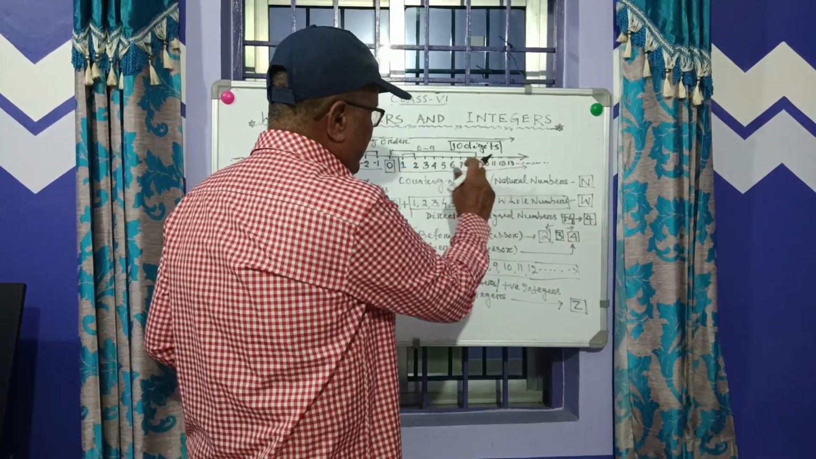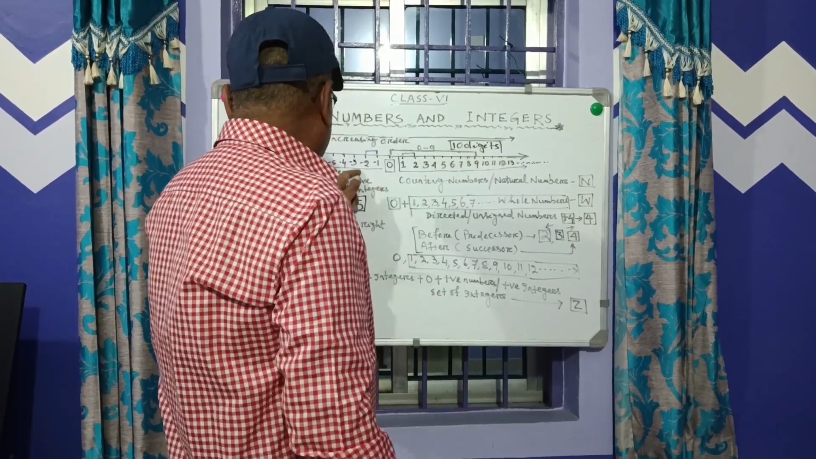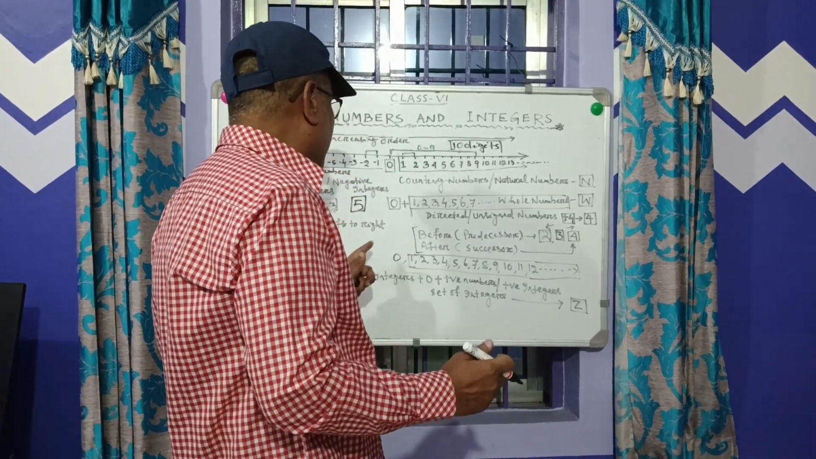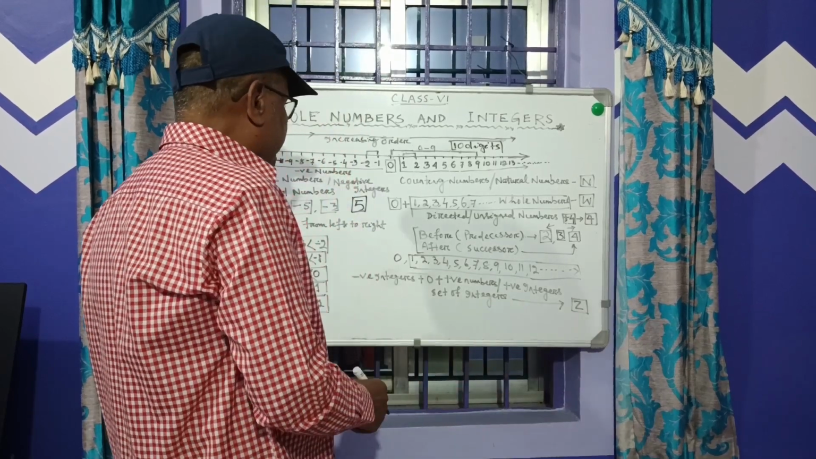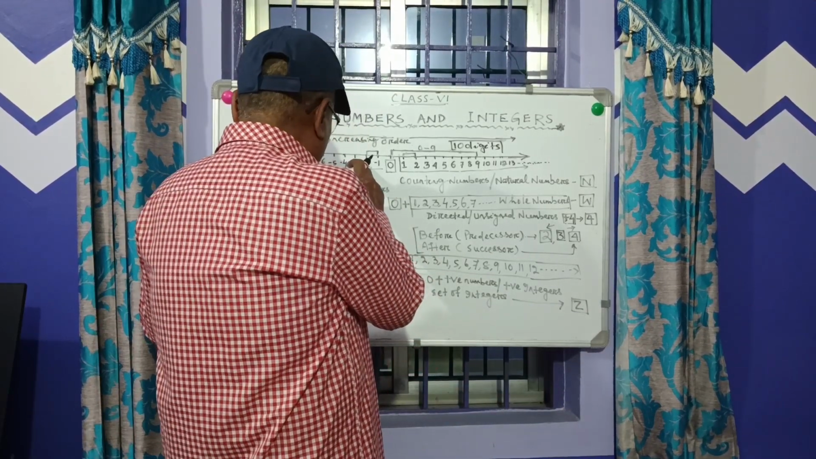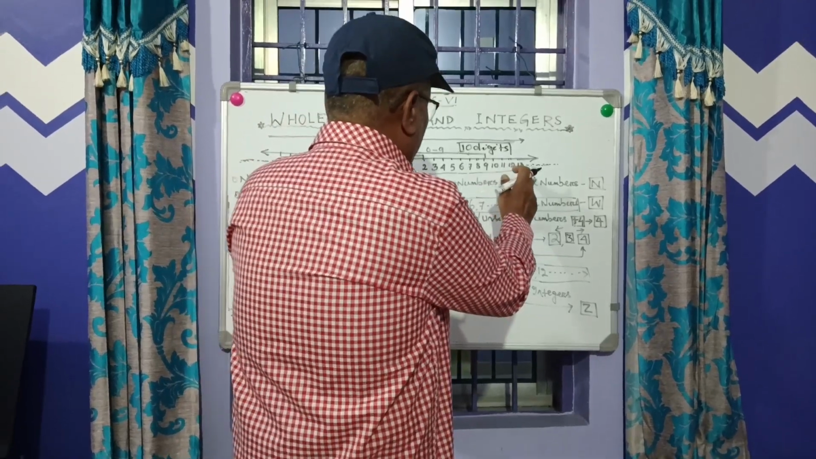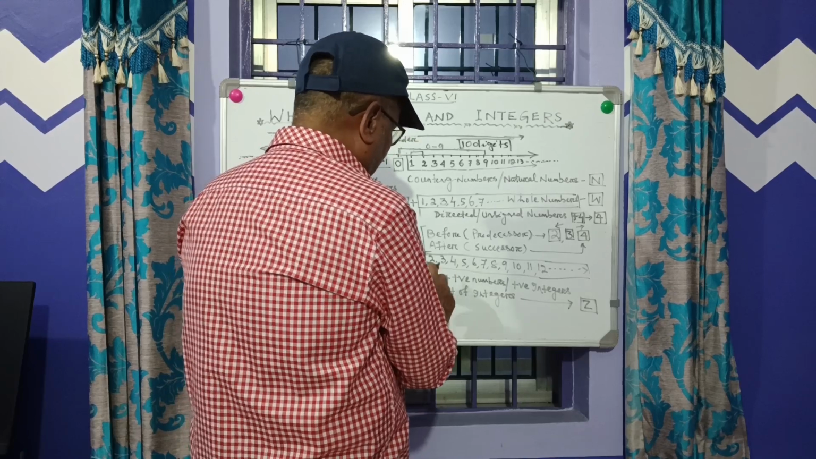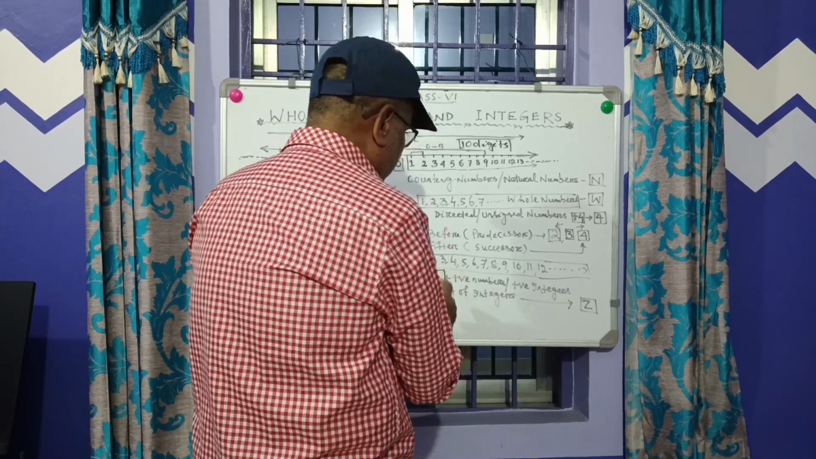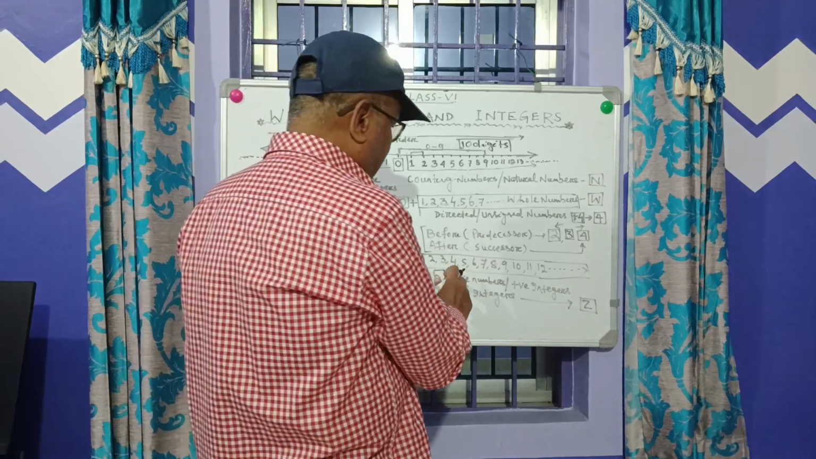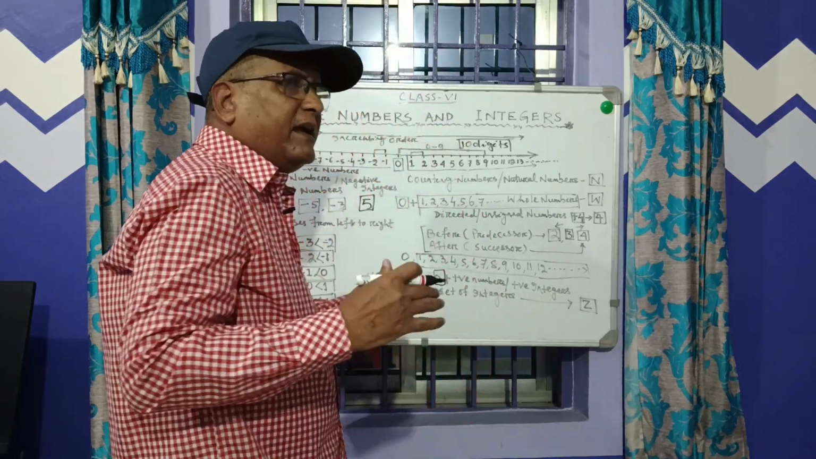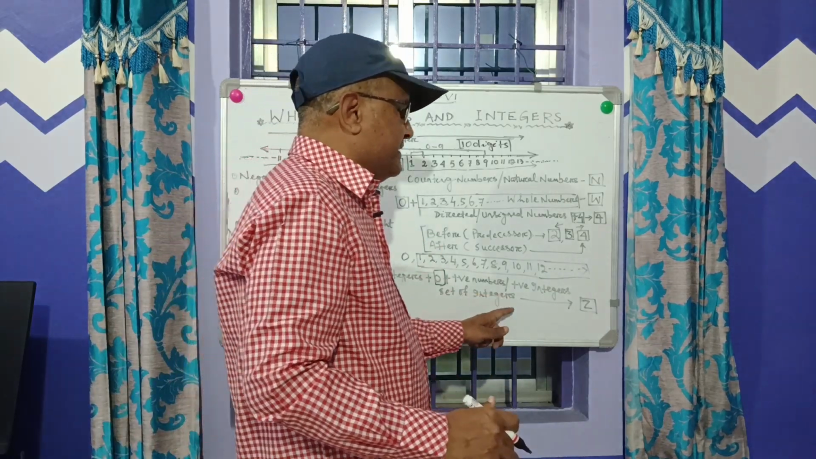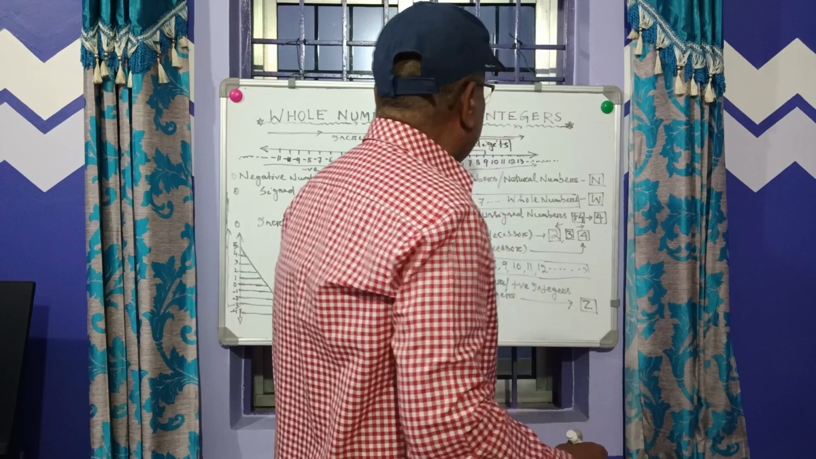These are called positive integers, and these are called negative integers, and 0 is neither positive nor negative. So negative integers, positive integers, and 0. Negative integers plus 0, which is neither positive nor negative, and positive integers make a set of integers, and it is denoted by the symbol capital Z.